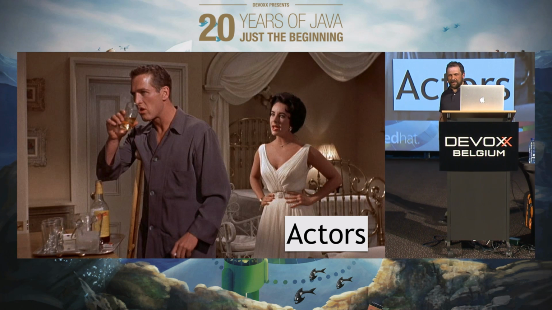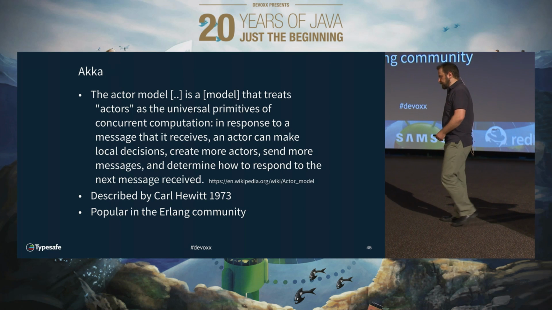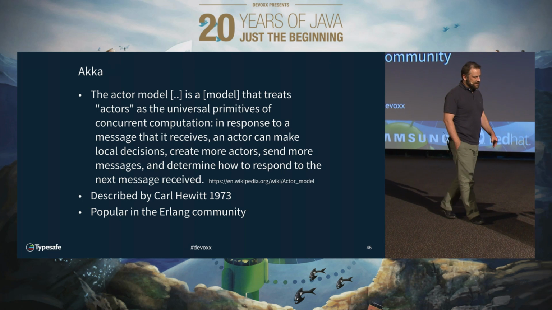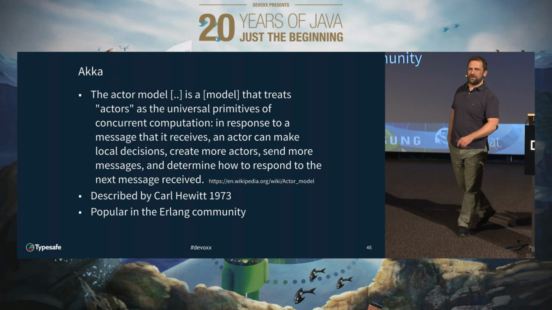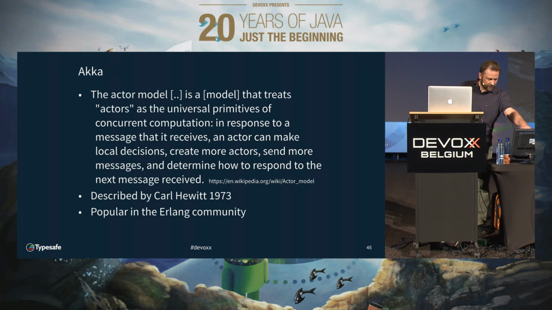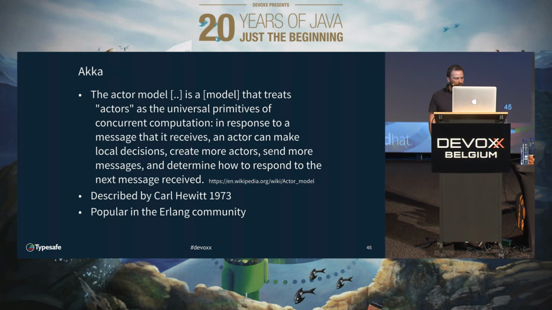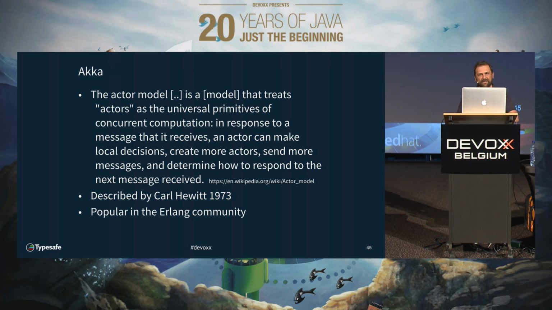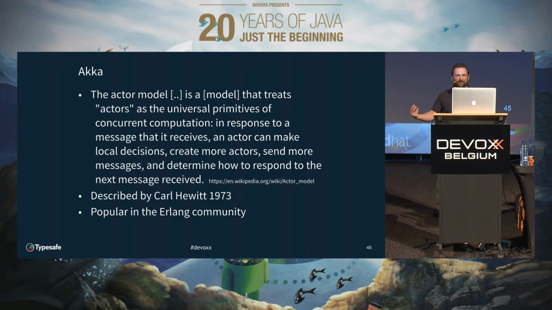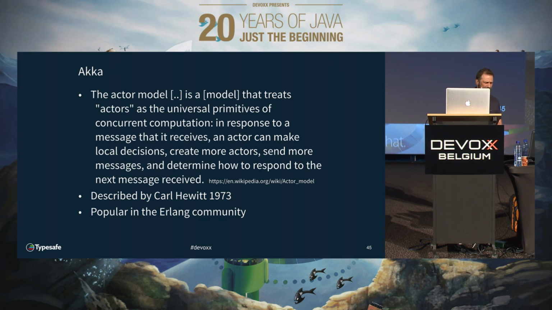So, actors. There's a good theoretical foundation for that. It's even older than communicating sequential processes. It's from 1973, from Carl Hewitt. And he says, and I have to read this because I don't know it by heart, the actor model is a model that treats actors as the universal primitives of concurrent computation. That's a bit like in object orientation, where we consider objects the universal primitives of our computation. Everything is an object, right? All the way down, turtles.